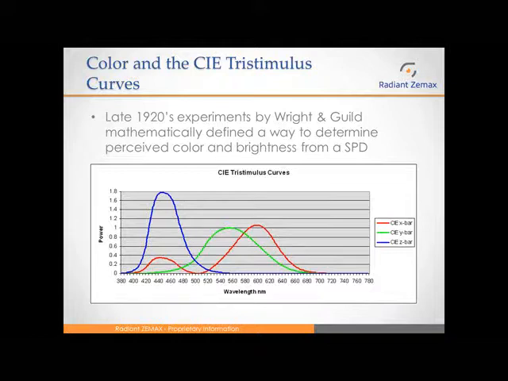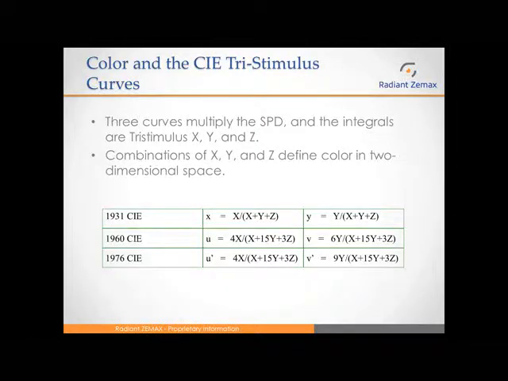So how do we define those chromaticity coordinates using the Tristimulus curves? The way that we do this is the spectral power distribution of a source is multiplied by each of those weighting functions. After that multiplication, each of the three resultant weighted curves is integrated, and those integrated values we call Tristimulus X, Y, and Z. So big X, big Y, and big Z.